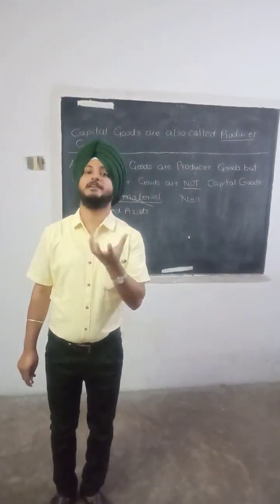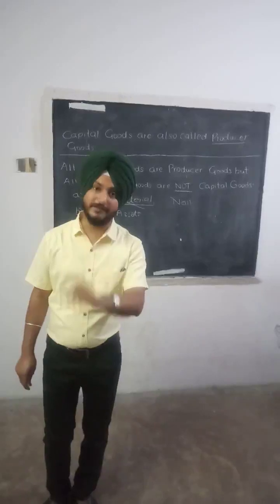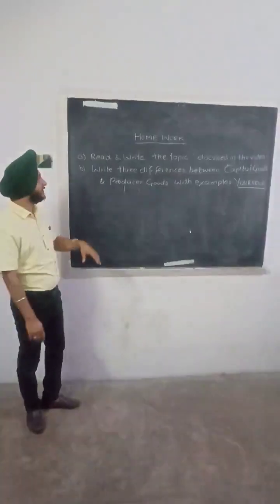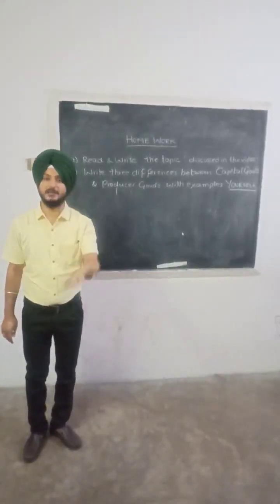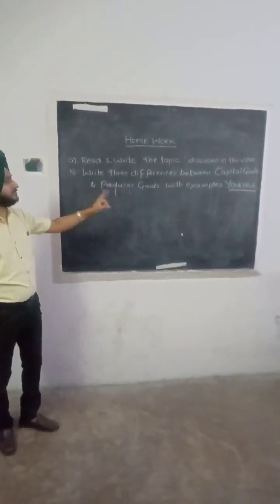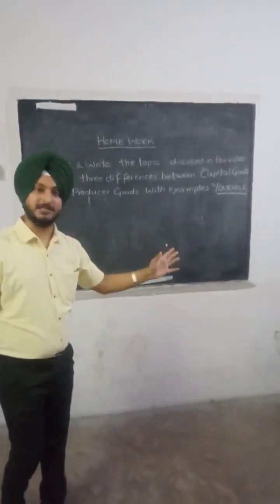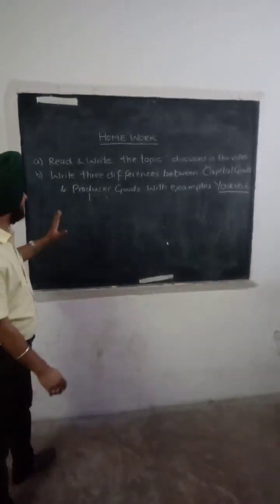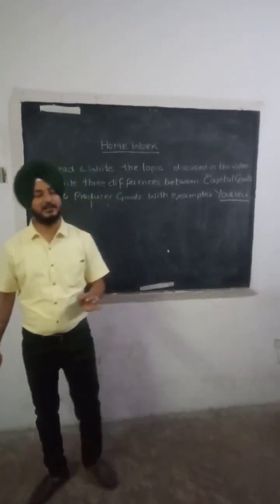So this topic was a little bit deeper. I will give you homework, and we will continue in our next video. Pause the video here once again. Now we are going to wind up this video. Homework is to read and write the topic discussed in the video: what are capital goods and the 5-6 points we have written. Write 3 differences between capital goods and producer goods with examples, yourself. You have to do it yourself at your home. Try it yourself, and if you face any difficulty you can ask me.